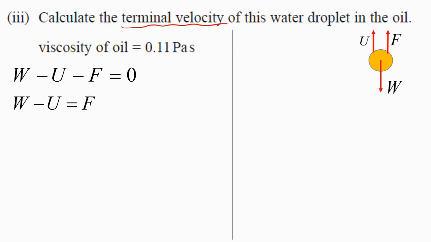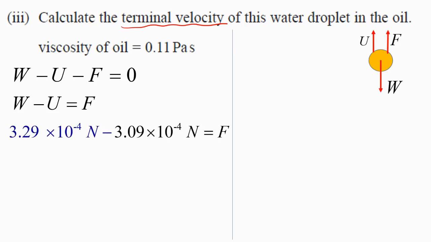Okay, drag force due to the viscosity of oil. How we can find it: W minus U is equal to the weight of the droplet minus the upthrust offered by the oil onto the droplet, which is equal to the drag force. In the previous part we already calculated the value of the weight of the droplet and the upthrust acting on the droplet. So we can easily find the drag force.